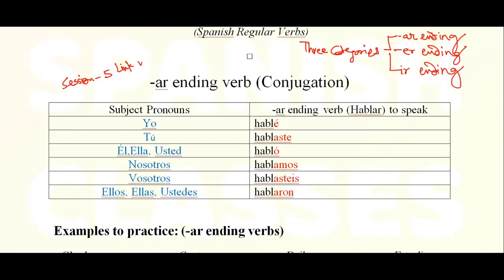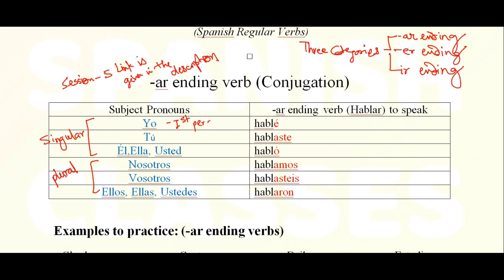Here we have 3 categories of verbs: AR ending, ER ending and IR ending verbs. And these are subject pronouns, and for details you can access session number 5. You can find the link below in the description. See, yo, tú, él, ella, usted is singular subject pronoun. Nosotros, vosotros, ellos, ellas, ustedes, plural subject pronoun.